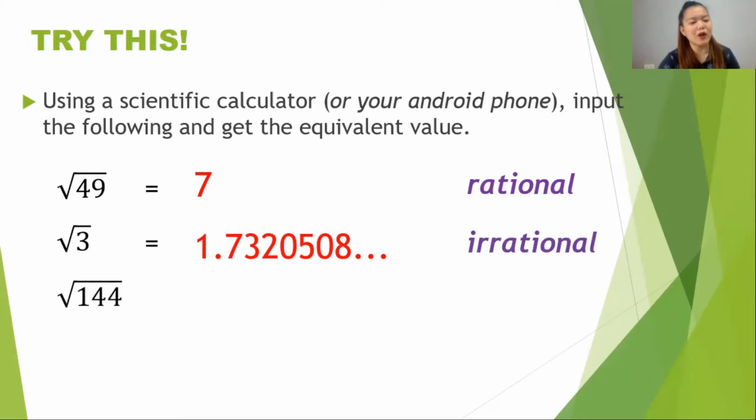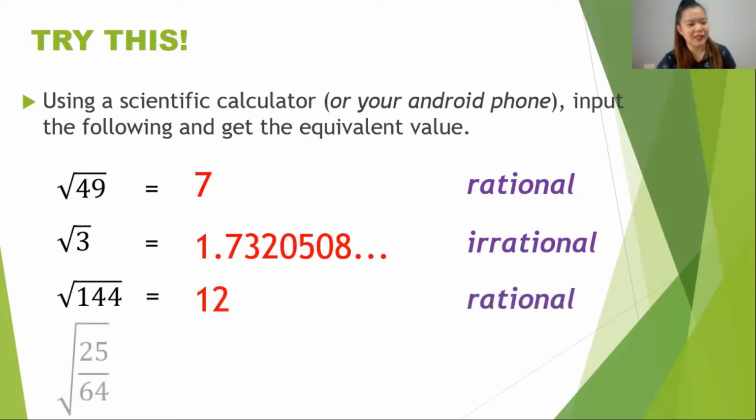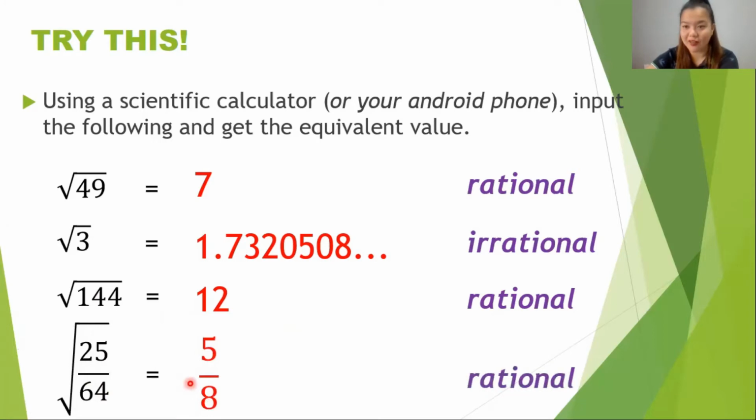And the square root of 144, and that's 12. And we know that 12 is a rational number. Next example is when you have the square root of 25 over 64. That's equal to, wait a moment. Square root of 25 is 5 and the square root of 64 is 8. Therefore, the principal root is 5 over 8. And 5 over 8 therefore is a rational number.